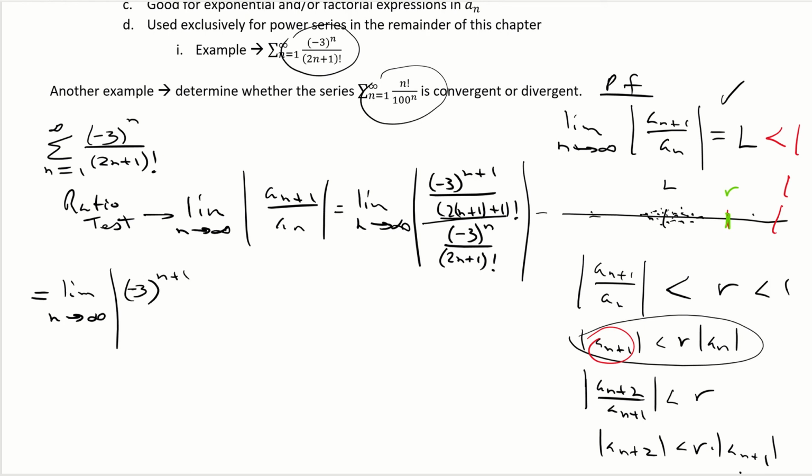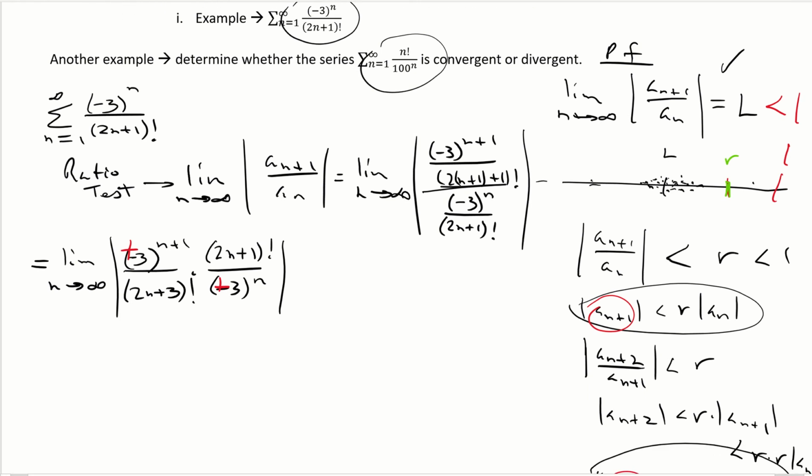So n plus 1 here. I'm going to invert and multiply next. This is (2n plus 3) factorial. And then invert and multiply: (2n plus 1) factorial all over minus 3 to the n. One thing's going to happen right away. I really don't care about the negatives inside the absolute value. In fact, you could just make them both positive because the terms all turn positive. And then the second part is how things cancel.